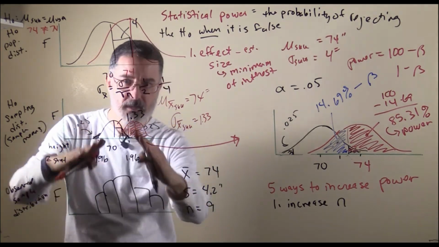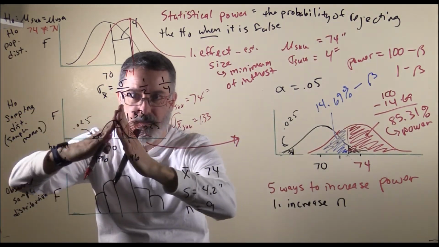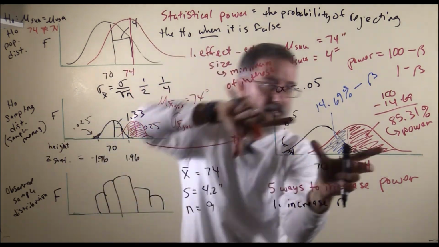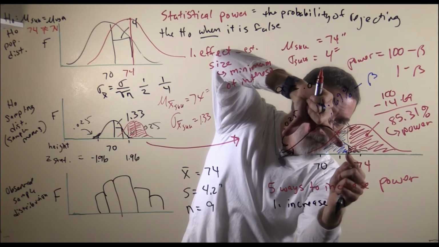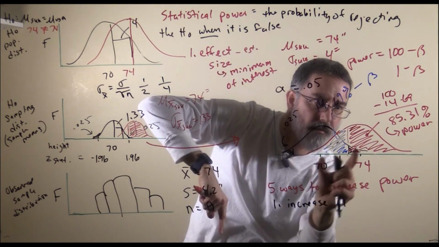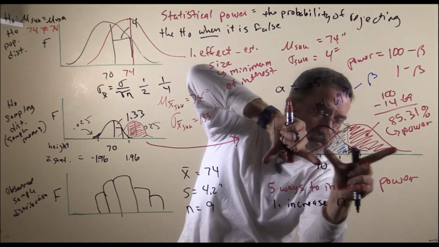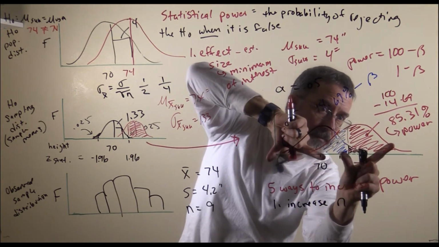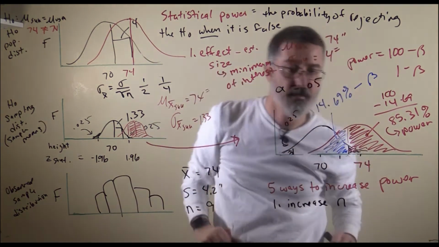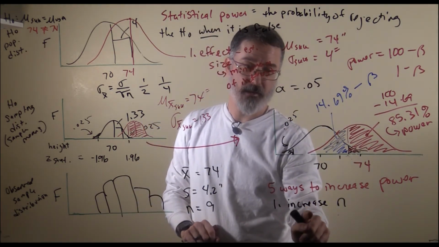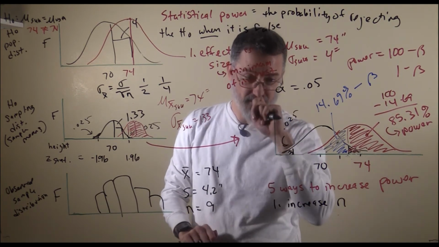So the larger your sample size, the more these are squished in, and if you keep the means the same, there's just less and less overlap between the two, and that pulls the critical region this way, while also at the same time pulling the expected sample means away from it. So you end up with more statistical power if you increase your sample size. And in practice, this is the best way to increase your statistical power, is to have a larger sample size.